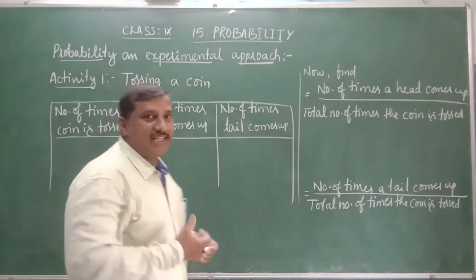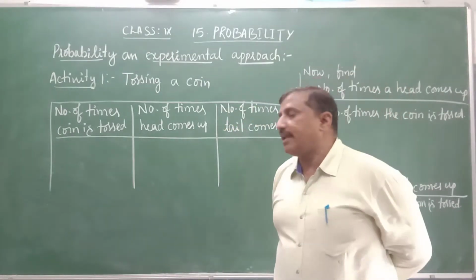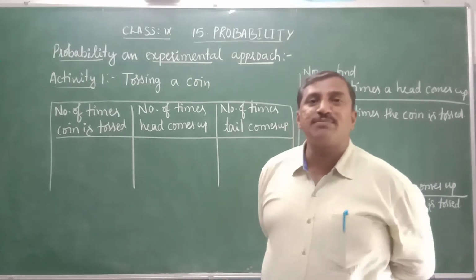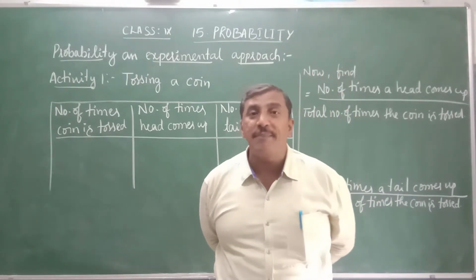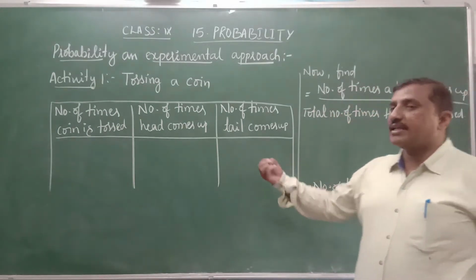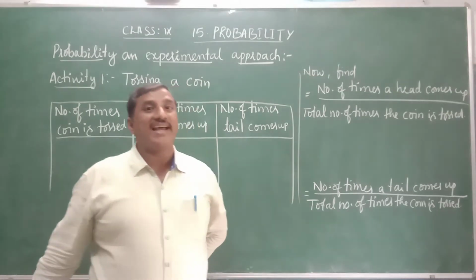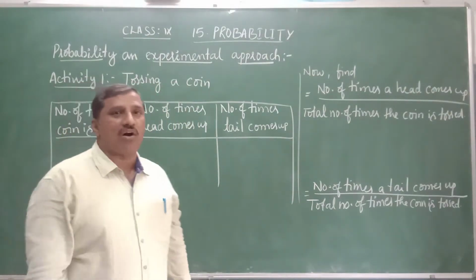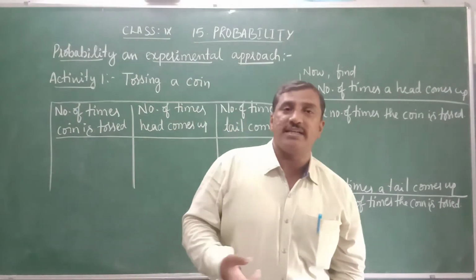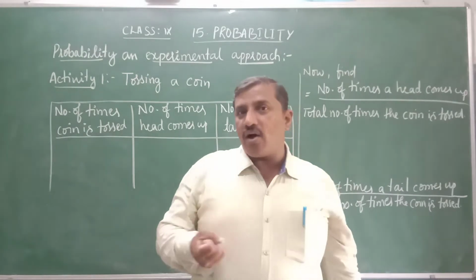Now I will explain the probability and the experimental approach. As I said earlier, here in class 9 we are going to discuss the experimental or empirical probability with an activity. The activity is tossing a coin. You might have seen a coin. It has both a head and a tail. When we toss a coin, it is an activity, it is an experiment. So tossing a coin is an experiment.